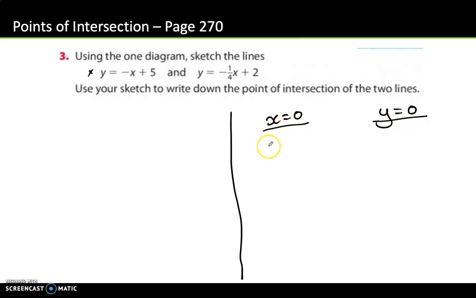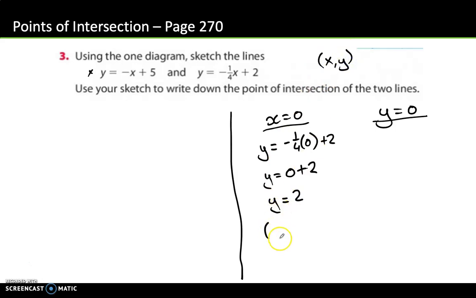So when I let x equal 0, I'm going to have y is equal to -1/4 multiplied by 0 plus 2. So y is equal to any number multiplied by 0 is always going to be 0. 0 plus 2 just gives me 2. So my point, remember all points are x, y, is the 0 first because we let x equal 0 and the 2 second.